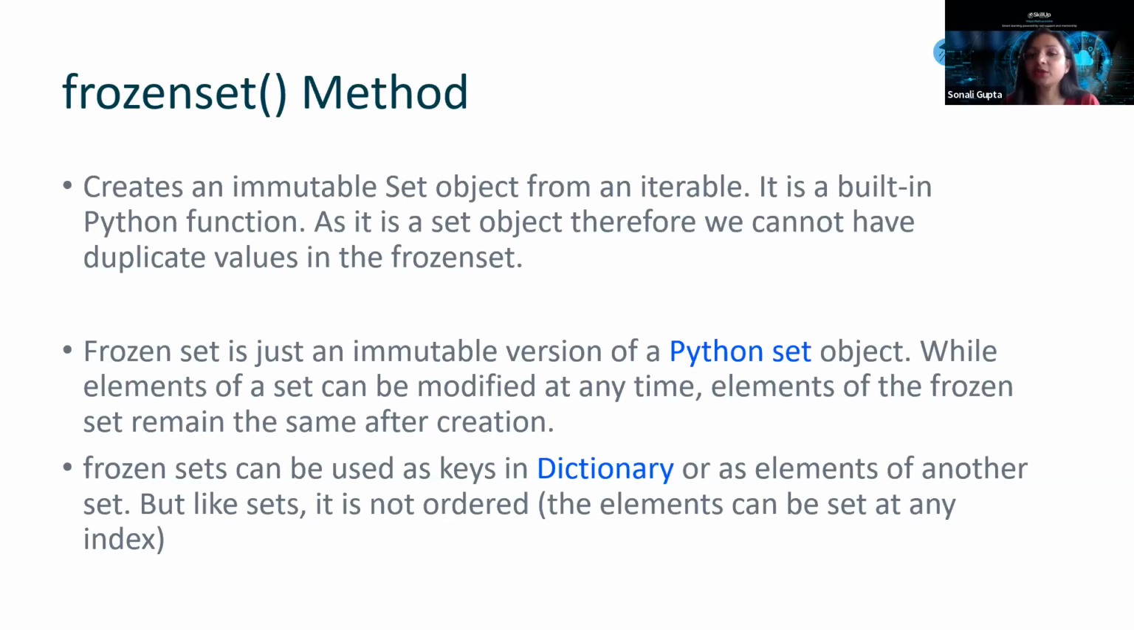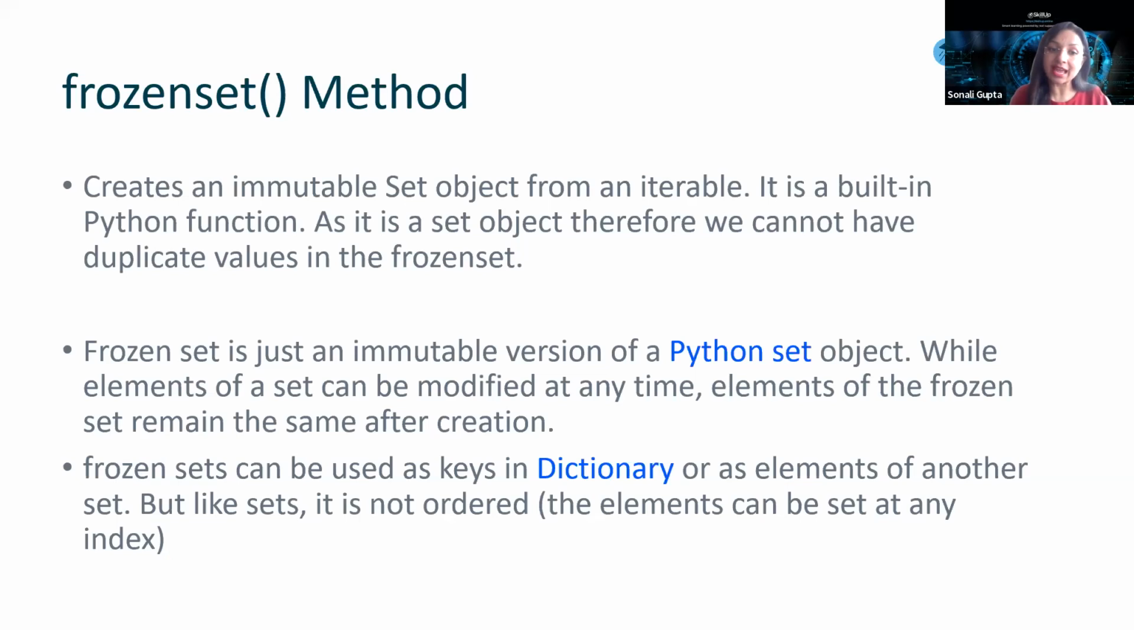Right, absolutely. So an immutable set object is an object which cannot be modified again and again. Once it is created, it is created. It is a built-in Python function, and it is a set of objects, therefore we cannot have duplicate values either. So frozenset is an immutable version of the Python set, and it is one of the important concepts in Python. While the elements of a set can be modified at any time, the elements of the frozenset remain the same even after creation.